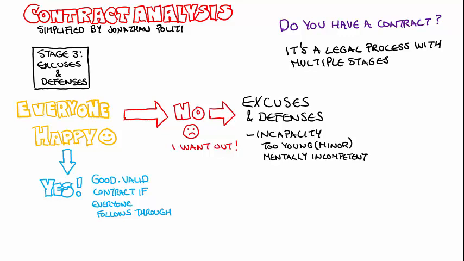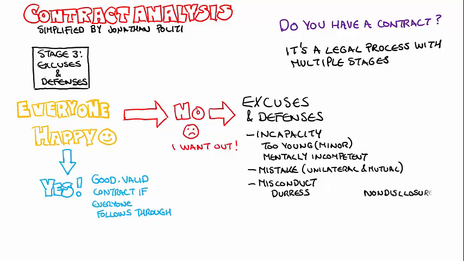If someone's mentally incompetent, the contract is not enforceable because they didn't have the capacity to enter into the agreement. Mistake, where the parties are mistaken about the nature of the relationship and the consideration, and it is material or substantial to the agreement, that can be a defense. Misconduct, such as duress, forcing somebody to enter into a contract. Non-disclosure, not revealing important facts that would have allowed the other party to make an informed decision. Undue influence, someone is using a position of influence to manipulate the other party into agreeing.